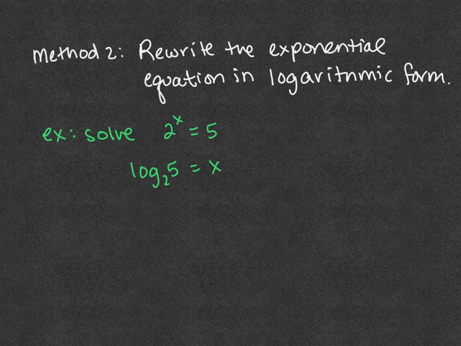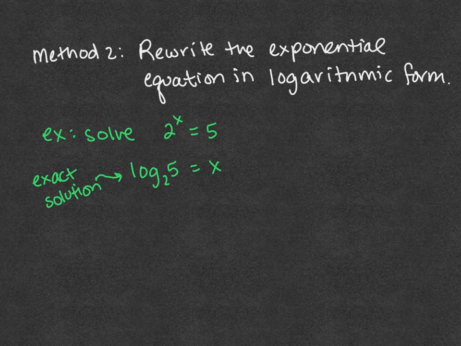Have I done it? Have I solved for x? Sure I have, right? I've gotten x by itself. It is equal to the logarithm of 5 with a base of 2. Now, that is our exact solution, but it might be beneficial to figure out what our decimal solution is. So this is our exact answer, exact solution.